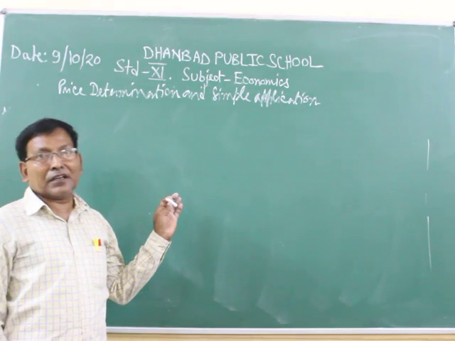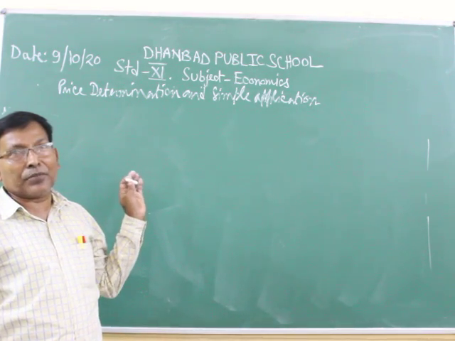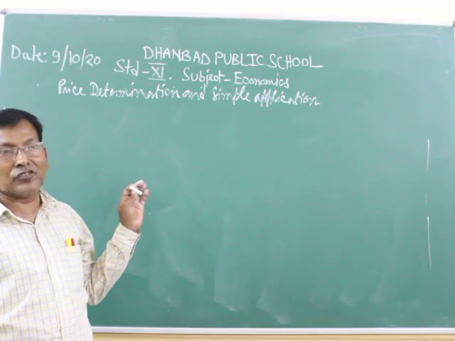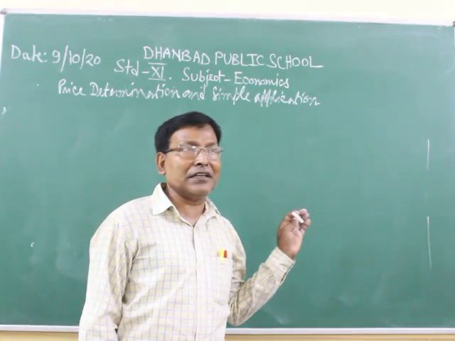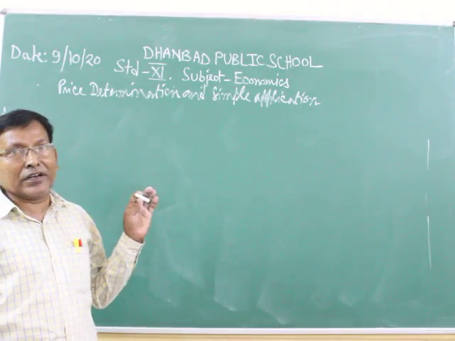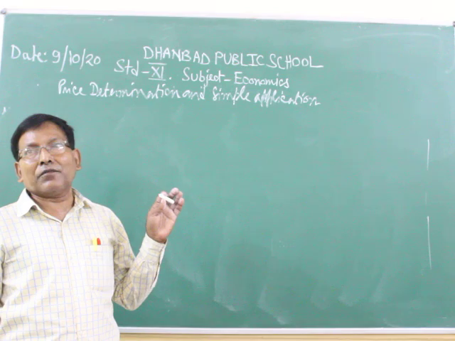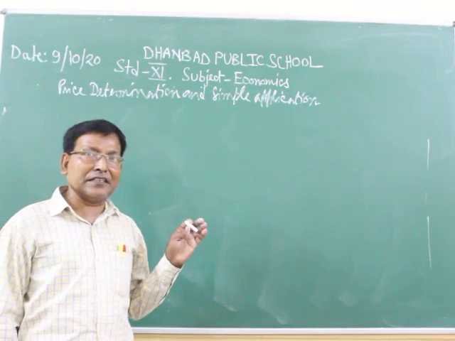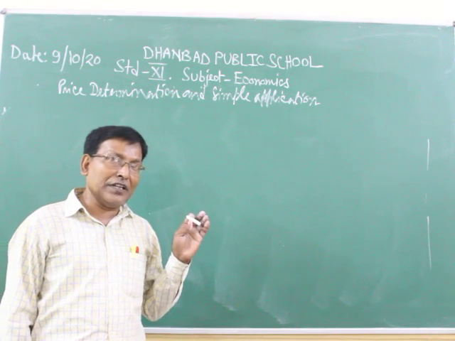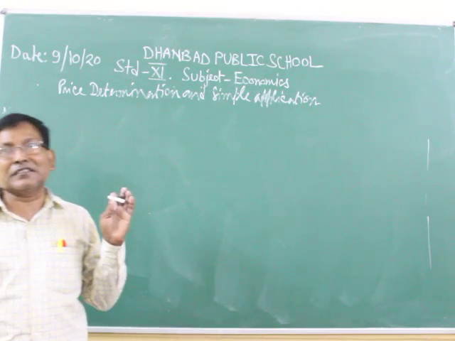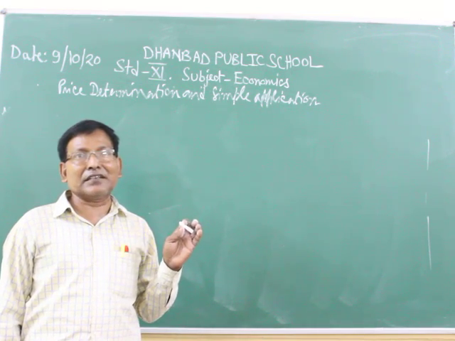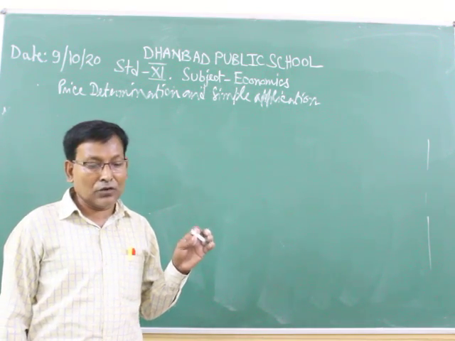In this chapter we will know how the price of a commodity is determined in the market. How is the price of a commodity determined in the market? With the interaction of demand and supply. The point at which the demand curve and supply curve intersect each other is the equilibrium point. The price decided will be known as equilibrium price and the quantity decided will be known as equilibrium quantity.